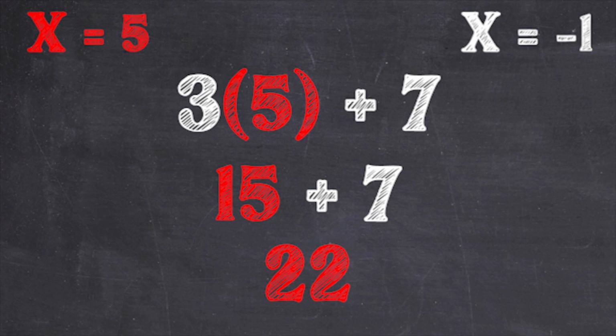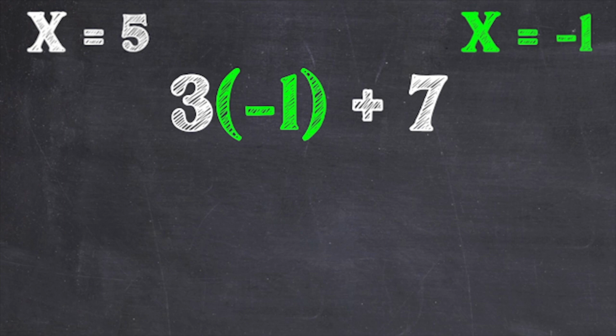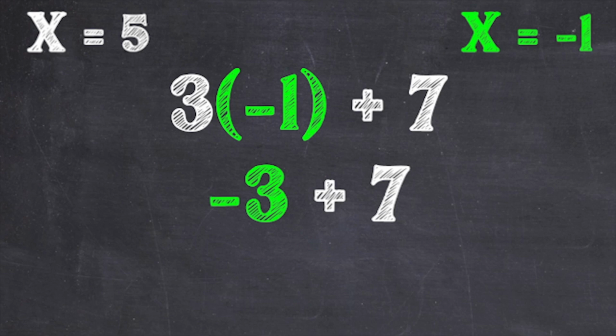When the value of x is changed, the value of the expression will change too. Let's do x equals negative 1. First, we replace the x with negative 1, and we multiply the 3 and negative 1, giving us negative 3. We are left with negative 3 plus 7. When we subtract their absolute values, we get 4. Remember, the result is positive because 7, the larger number, has the positive sign. Therefore, when x equals negative 1, the expression 3x plus 7 has the value of 4.